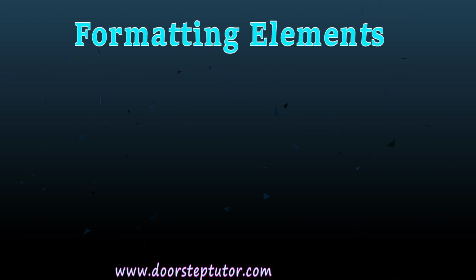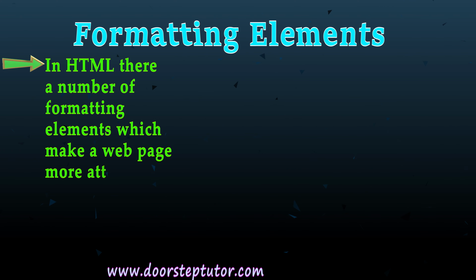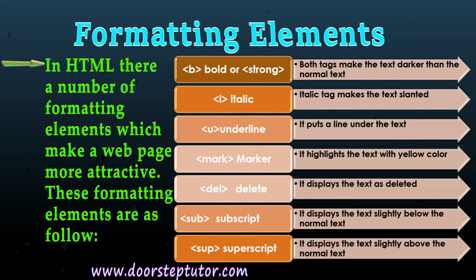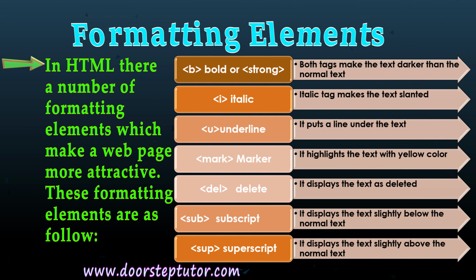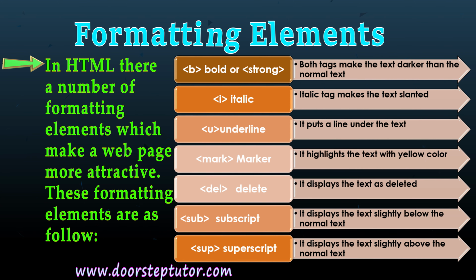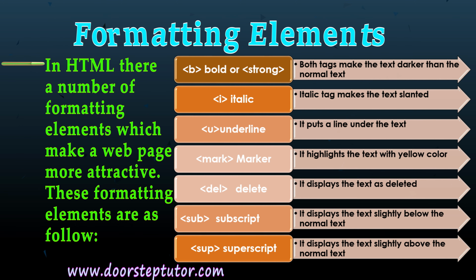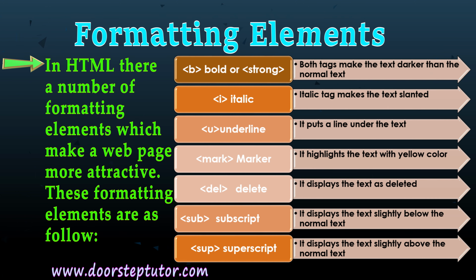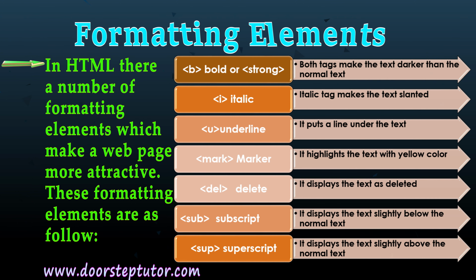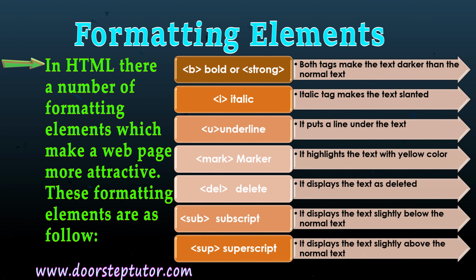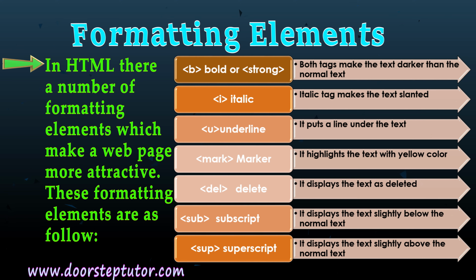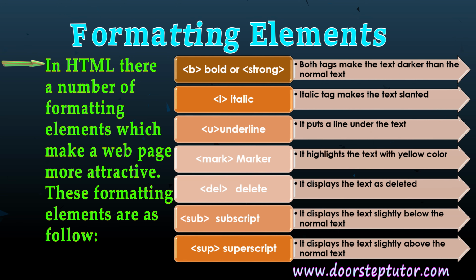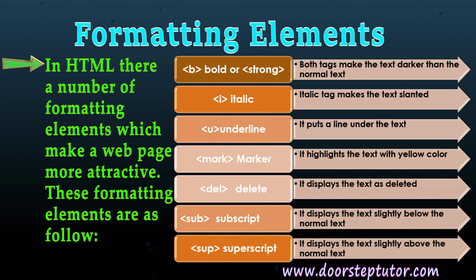These are some of the formatting tags. These are really basic tags or elements, we can say. We have different elements like B for bold or strong tag, then italic, underline, mark. Mark is used to highlight the text with yellow color. Then del, to display the text as deleted. There will be a line over the text. Then subscript, then superscript. These are various formatting elements that can be used in an HTML document.